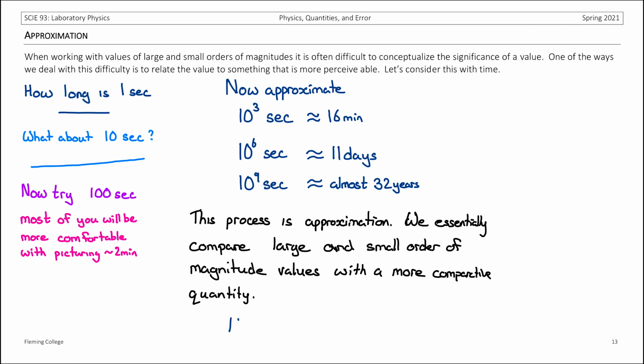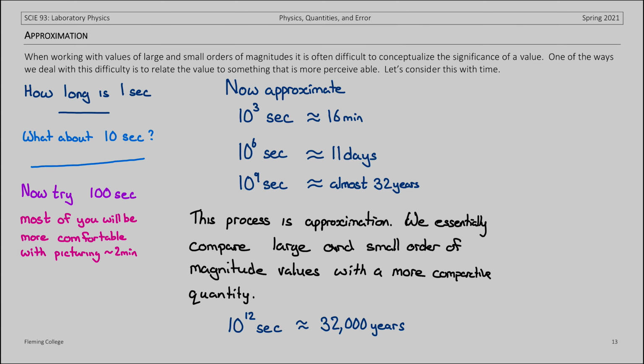Let's make one more jump. Let's go to 10 to the 12 seconds. So this is a terasecond. Can you guess how long 10 to the 12 seconds is? Well, it's 1,000 times our previous, so it's approximately 32,000 years. So note that 1 trillion seconds is longer than the time that we believe civilizations to have existed.